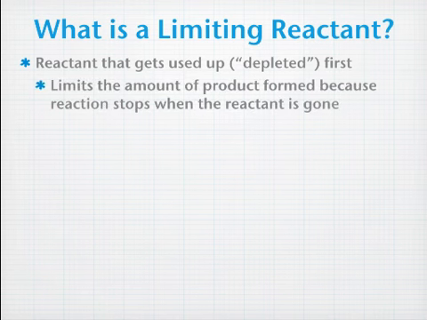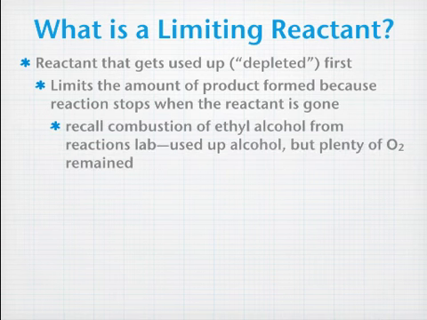The limiting reactant limits the amount of product that is formed because the reaction stops when the reactant is gone, and it also limits how much of the excess reactant is used up. Remember in our recent lab in which we burned ethyl alcohol in the watch glass, the ethyl alcohol got used up. It was the limiting reactant, even though there was still plenty of oxygen around.